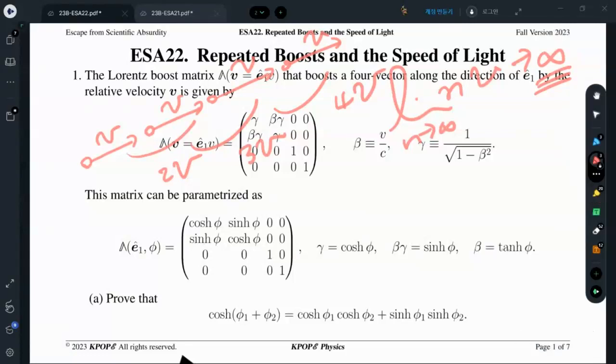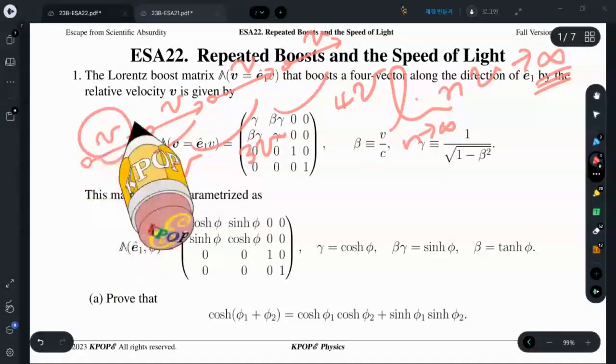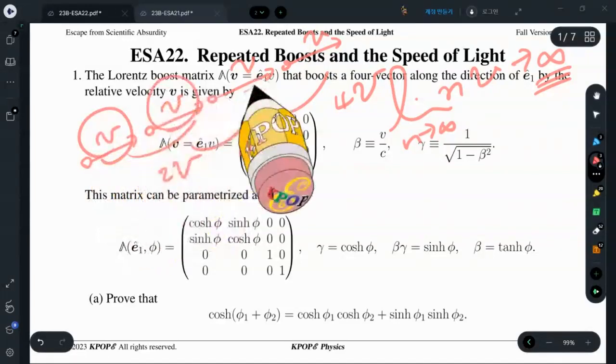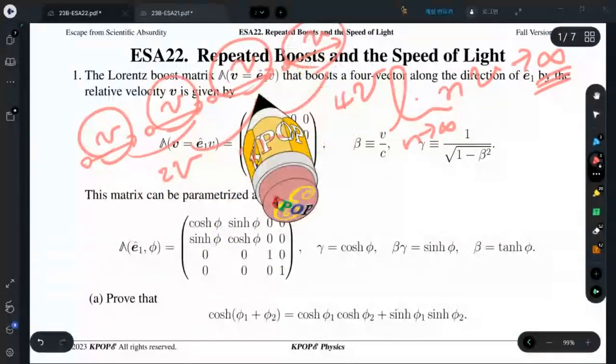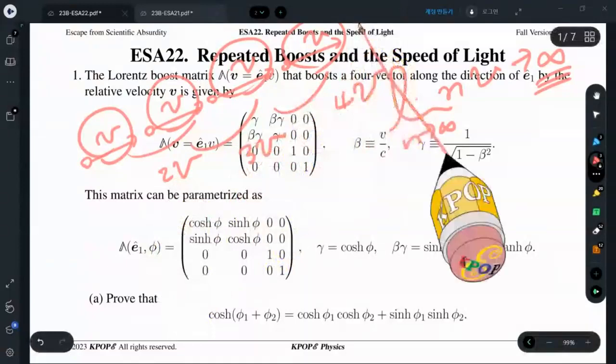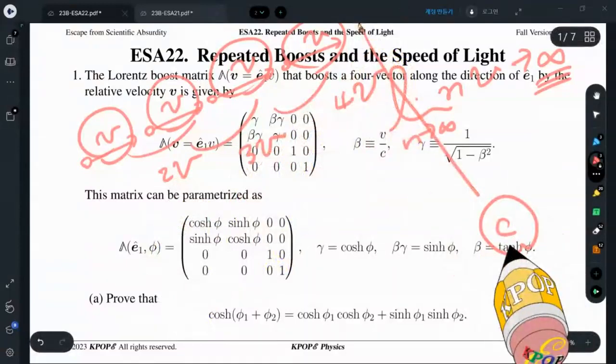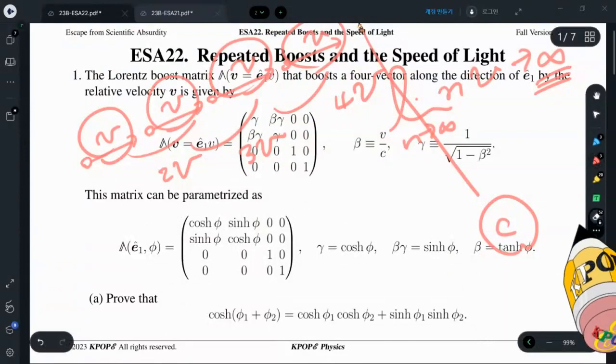However, in relativity, however many times you repeat the same boost, you will never reach the maximum value, that is the speed of light. Let me show you why.